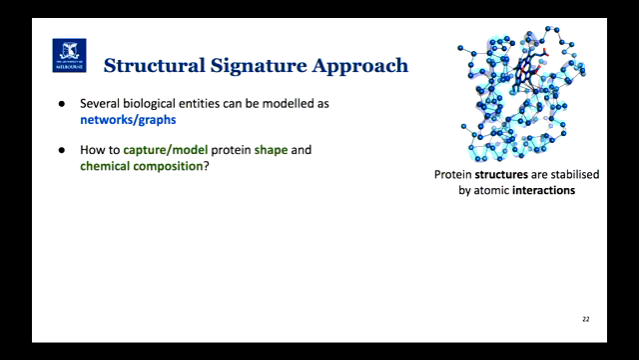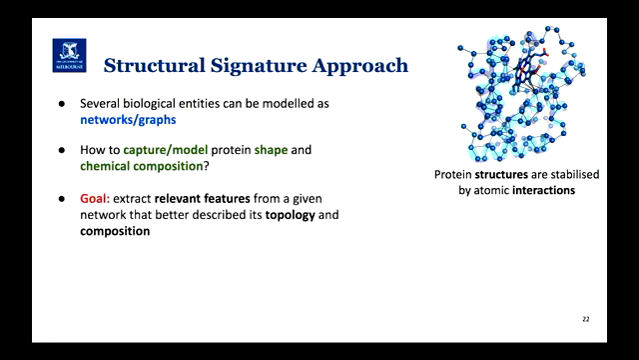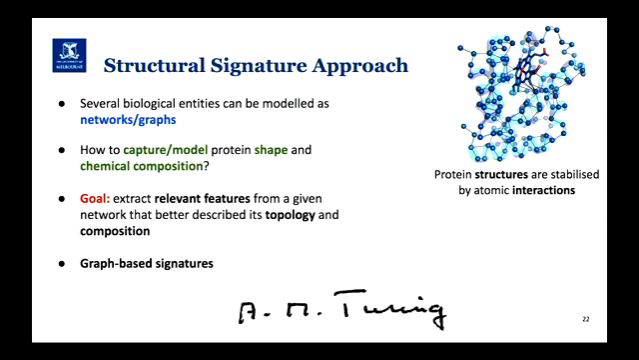And the question, once we model our protein as a graph, is how do we capture or model protein shape and chemical composition? Protein shape is important for protein function, as well as chemical composition. The goal then is how do we extract relevant features from this given network to better describe its topology and composition. What we've been using is the concept of graph-based signatures. So what's a signature?